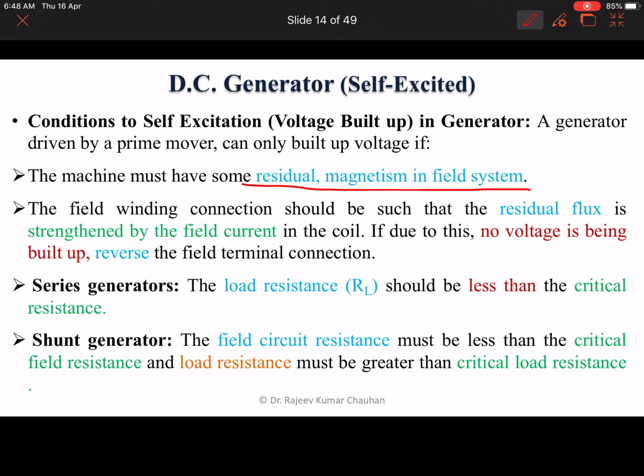Okay. In the series generator, the load resistance RL should be less than the critical resistance. In case of a shunt generator, the field circuit resistance must be less than the critical field resistance and the load resistance must be greater than the critical resistance.